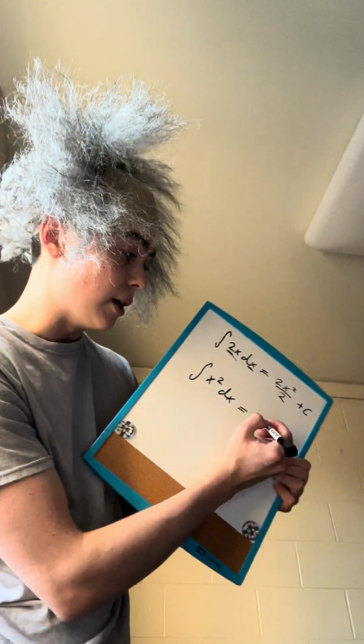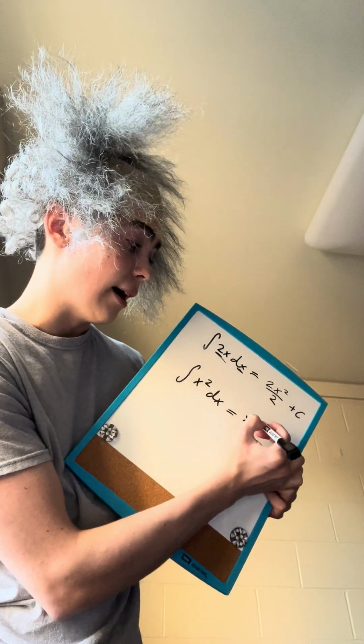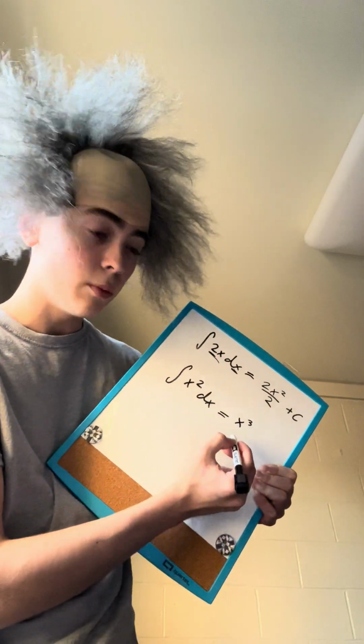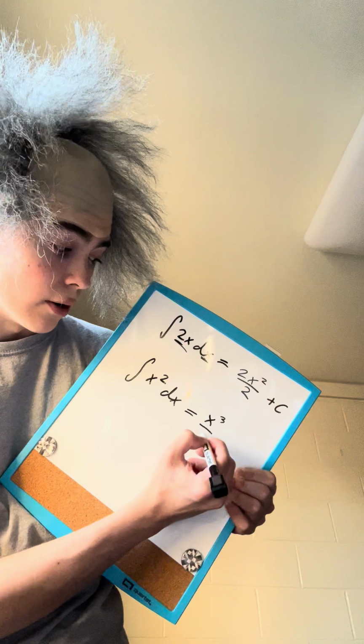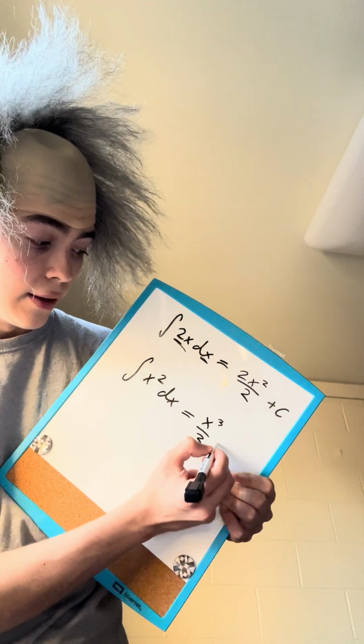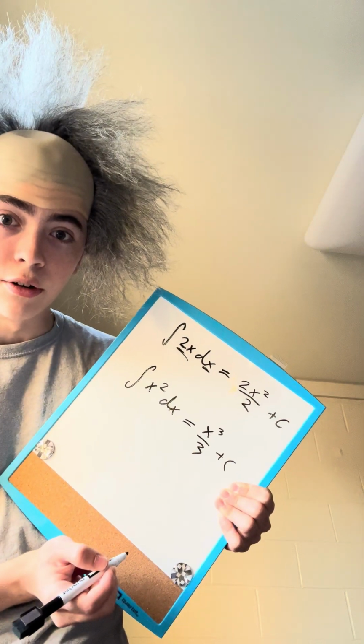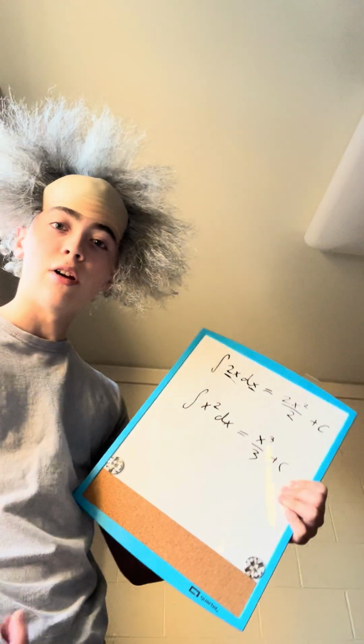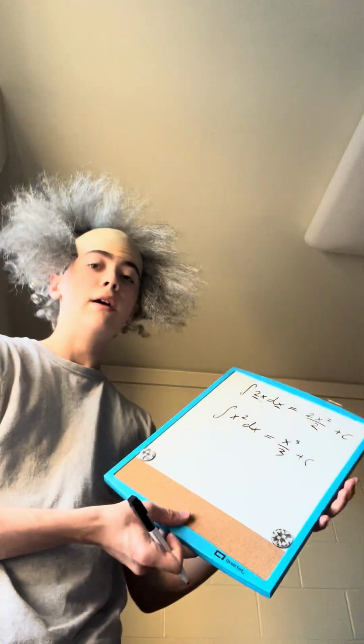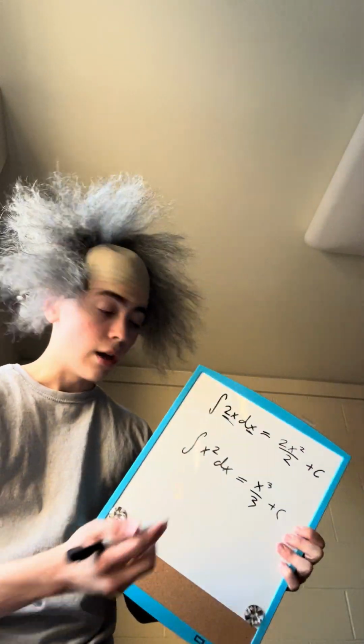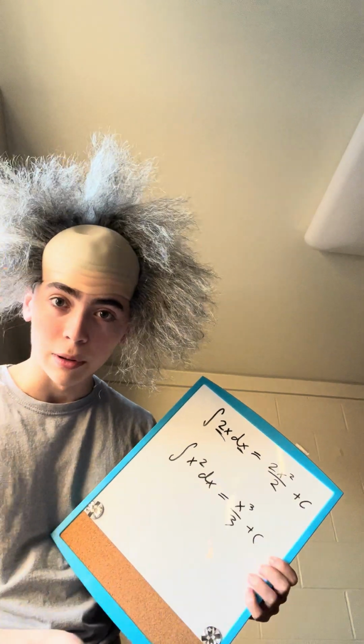Now, integral of x squared with respect to x is going to be, okay, we're going to add 1 to the power, it's going to be x cubed, and then divide by the new power, which is 3, right? And then don't forget plus c, that constant of integration, right? Now let's talk about the constant of integration a bit more, and with initial condition. A lot of times you'll be able to solve for plus c.